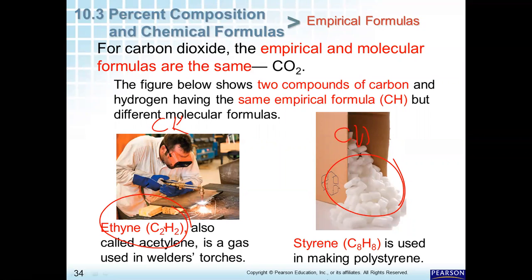That's what I'm trying to show you here: sometimes you have two compounds with the same empirical formula, but how do they become different? By the molecular formula. The molecular formula makes the difference. An empirical formula is not a compound that exists like this, I think. I'm just telling you the observation. All right, so this is the difference between the two.